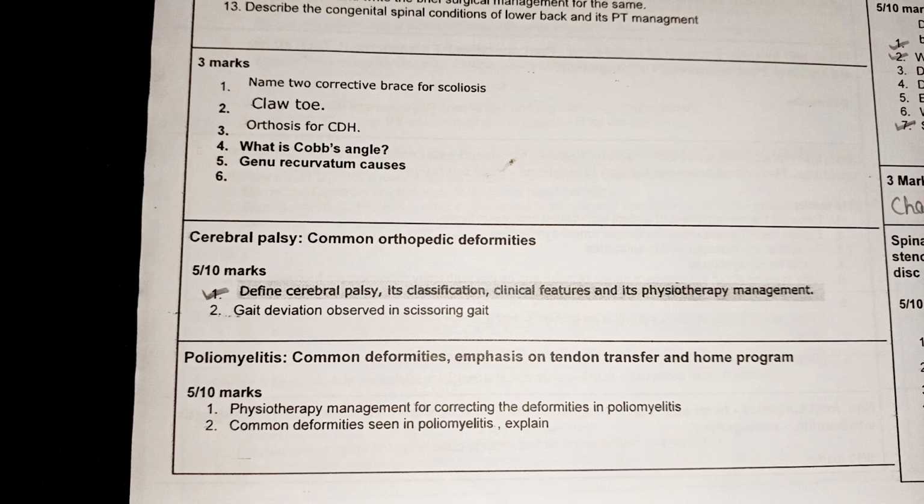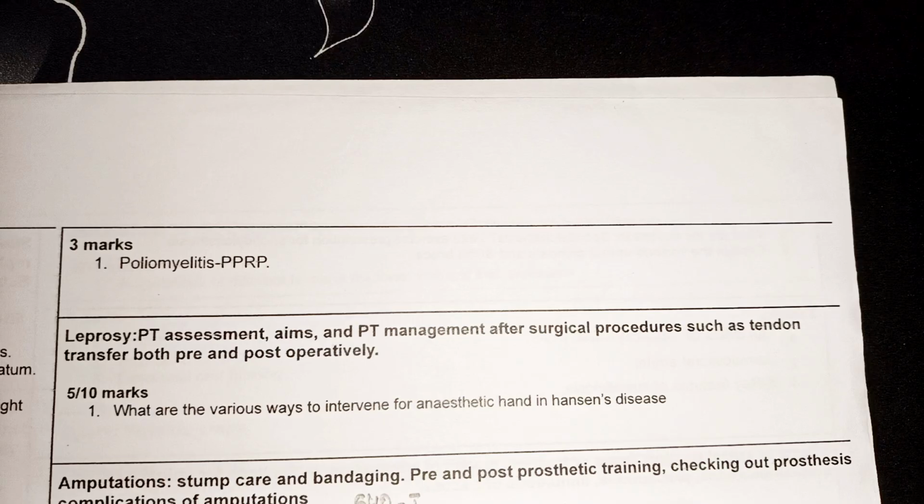Moving on to the next topic, that is poliomyelitis. In this the important 5 or 10 mark questions are: the first one, PT management for correcting the deformities in poliomyelitis. Second one, common deformities seen in poliomyelitis and explain the same. In 3 marks, we have poliomyelitis PPRP, that is post polio residual paralysis.